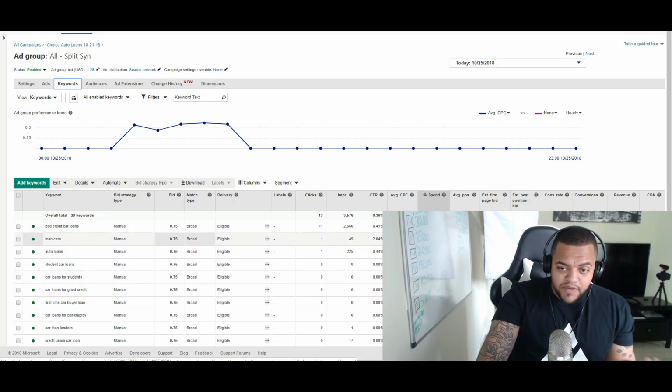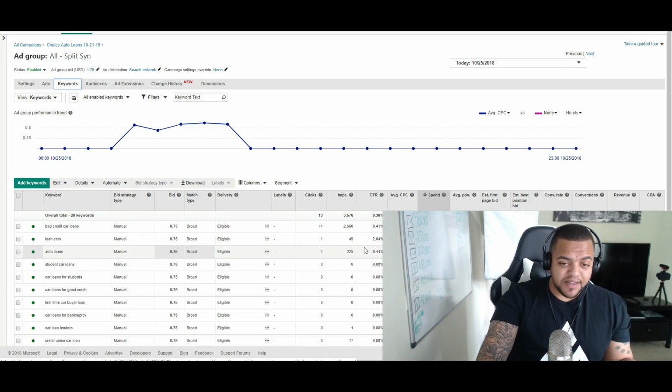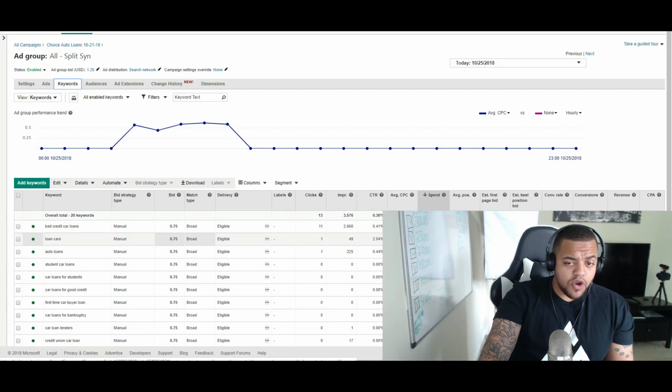As far as average position and everything else in terms of split tests, we see right now that auto loans is more of a broad keyword, and there's not enough data here to actually make big decisions. The click-through rate's not terrible, but it's still below my 1% kill metric. And we see this loan cars. I have no idea why it's got a 2% click-through rate, but maybe the people typing this in relate more with the ad copy that they're seeing.